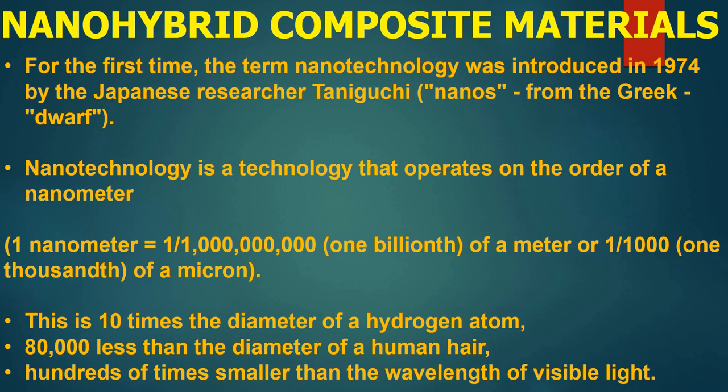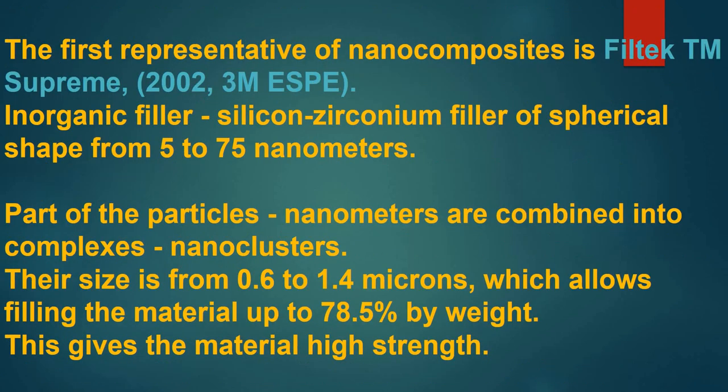This is 10 times the diameter of a hydrogen atom, 80,000 times less than the diameter of a human hair, hundreds of times smaller than the wavelength of visible light. The first representative of nanocomposites is Filtek Supreme, inorganic filler, silicon zirconium filler of spherical shape from 5 to 75 nanometers.